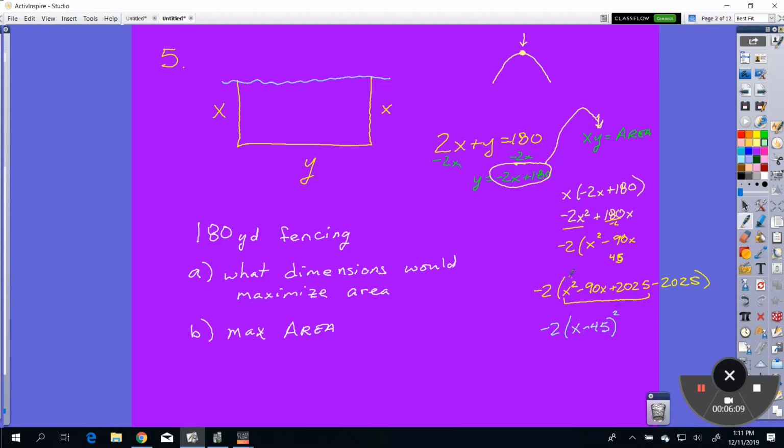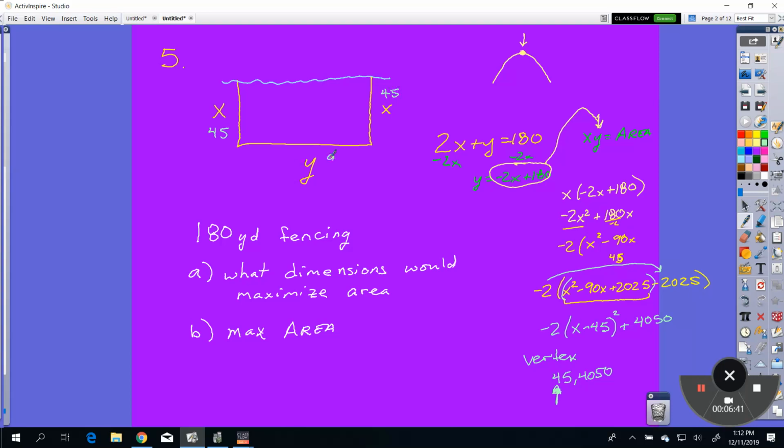But realize that was just this part. So I still have -2 times that. Negative times negative makes a positive. And then I'm just going to double that, so that's 4050. So my vertex is 45, 4050. That means the x is my vertex, that's the x coordinate. So this x coordinate is 45.